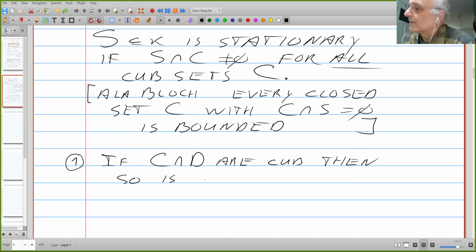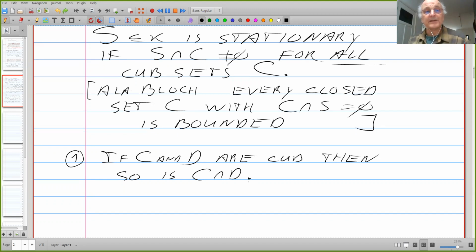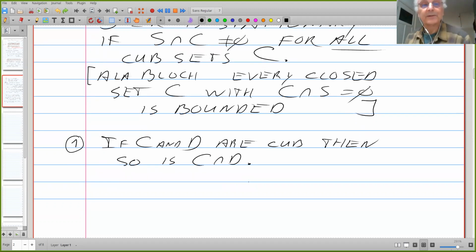oh, wait a minute. I got ahead of myself. You can now guess what is coming. If I have two closed and unbounded sets, then their intersection is closed and unbounded.